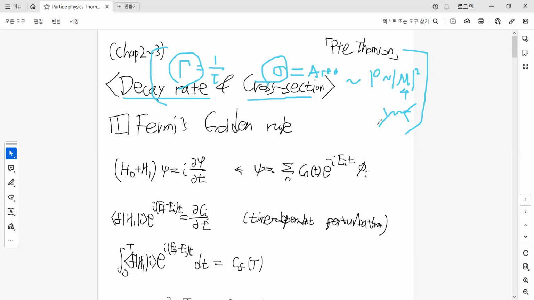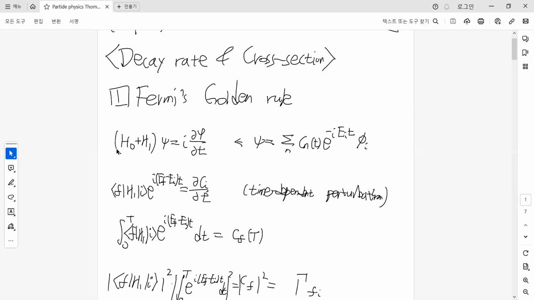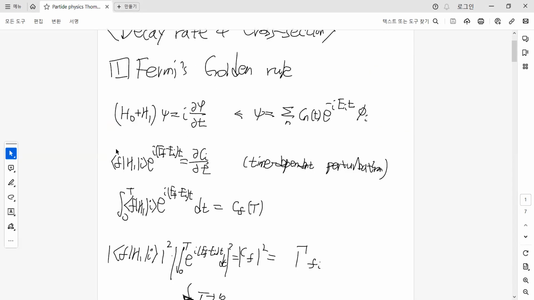and it always talks about the very brief physics implication rather than some of the details of the calculations. So first of all, it starts from Fermi's golden rule of time-dependent perturbation in quantum mechanics.